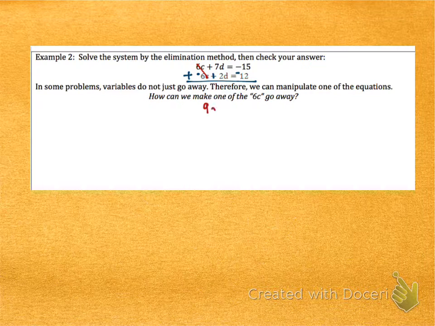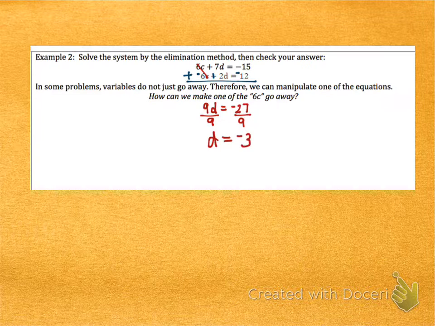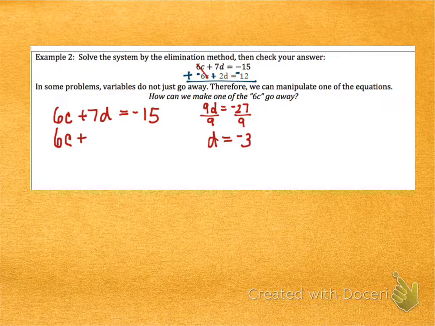And I get 9D is equal to negative 27. I would solve for D. I get D is equal to negative 3. Then I do need to plug that back in to one of the equations. Again, it doesn't matter which one, you just go to one of them. I just usually pick the first one if it looks reasonable. And I'm going to plug in that negative 3 for D.